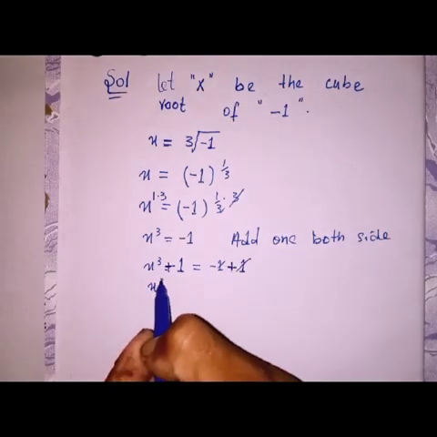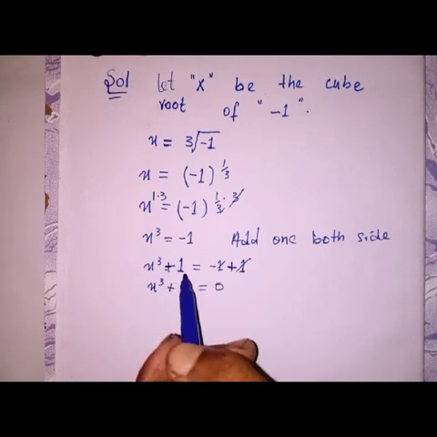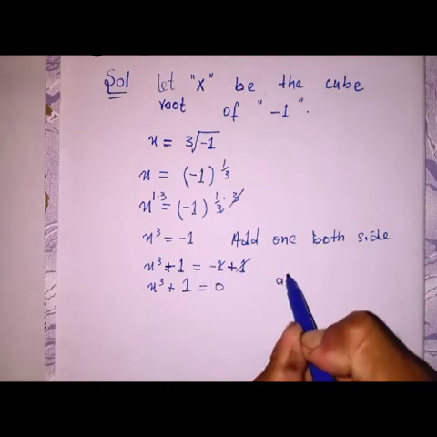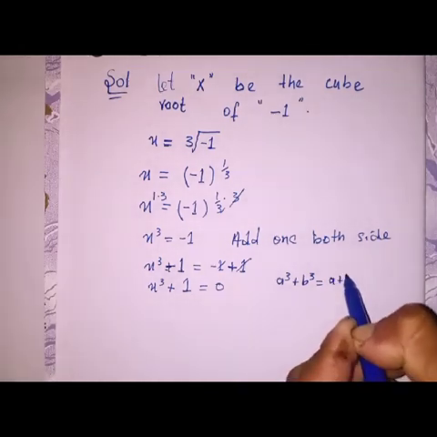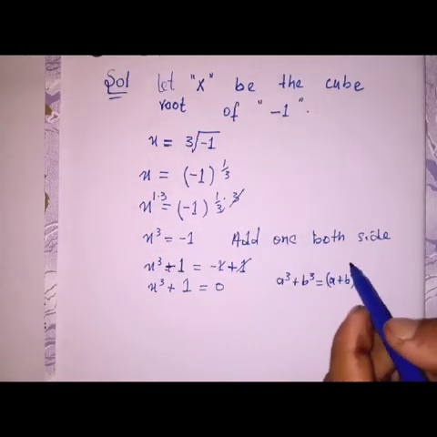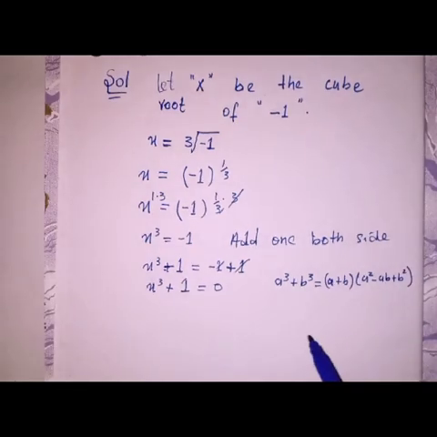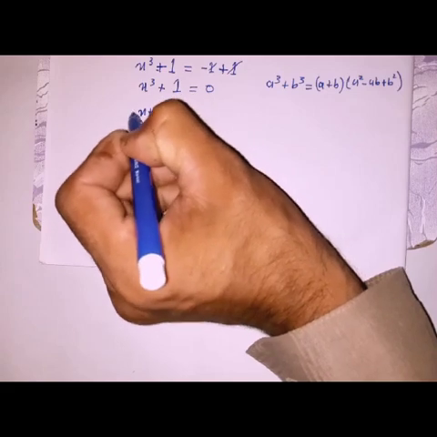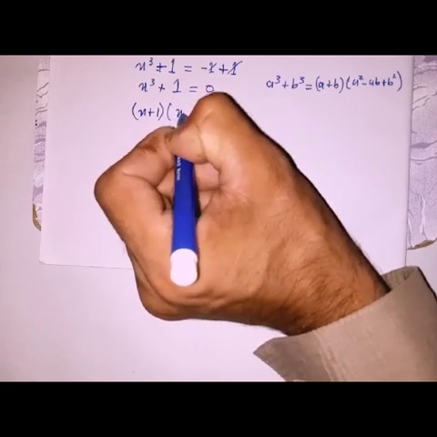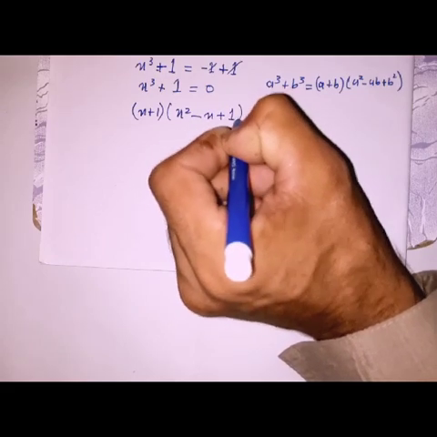So x cube plus 1 is equal to 0. And we know that a cube plus b cube is equal to a plus b into a square minus ab plus b square. Now using this formula we can write x plus 1 multiply x square minus x plus 1 is equal to 0.